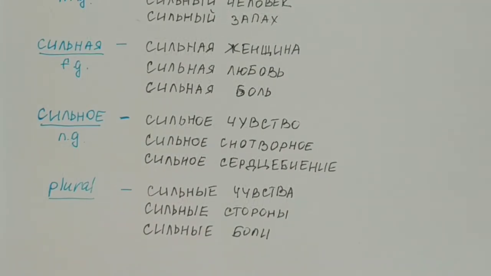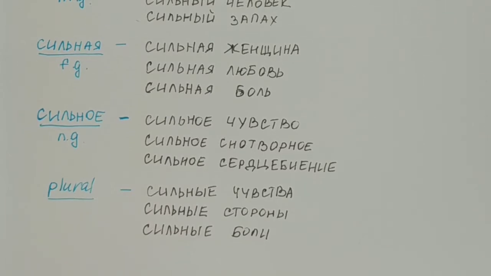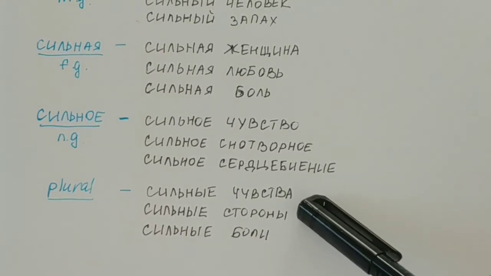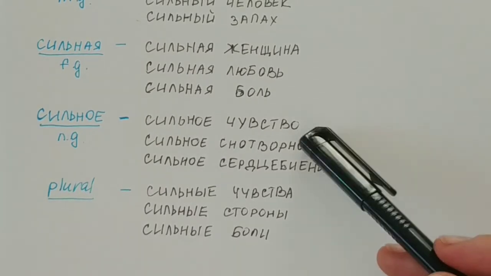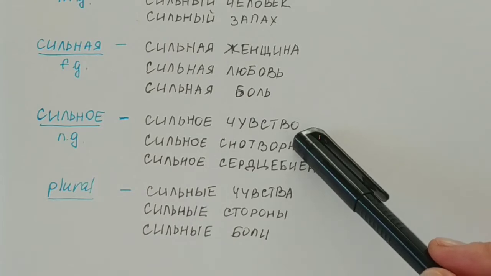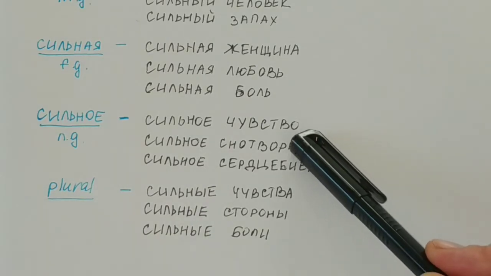And as examples of the plural version of this adjective, which is сильные, let's read these three phrases. First, it is сильные чувства. Here I just made the word чувство from the previous example plural, instead of the singular form with the adjective.